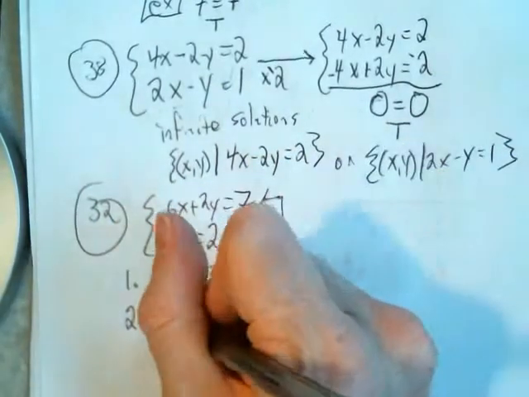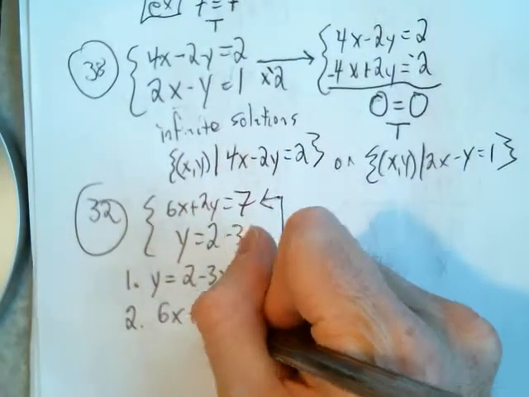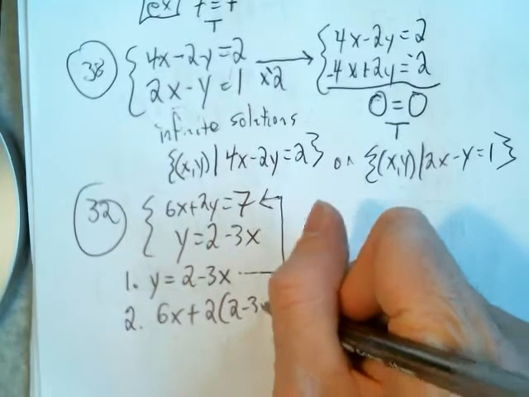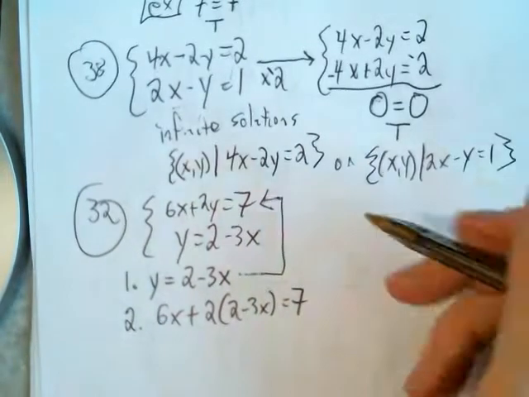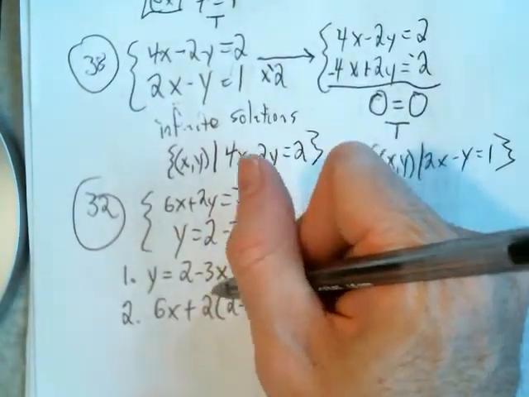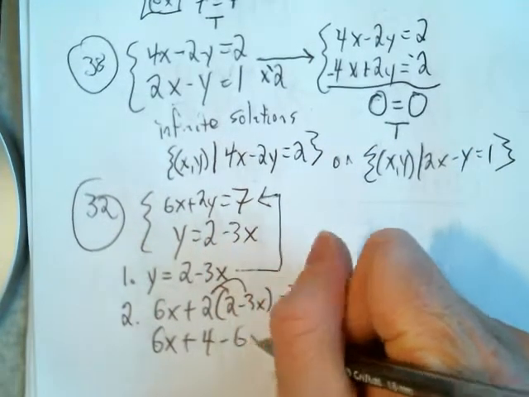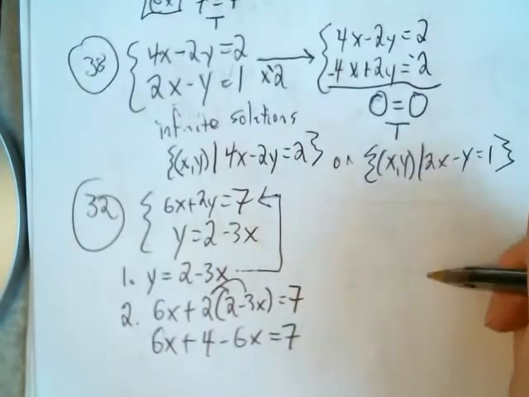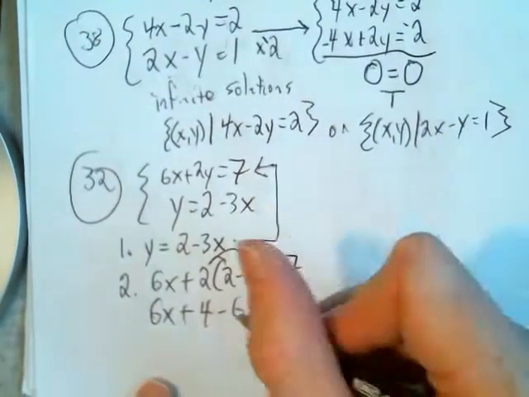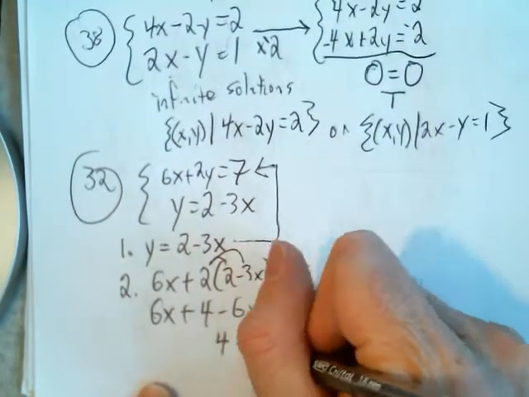So step 2, I have 6x plus 2 times (2 minus 3x) equals 7. And then I can solve this by distributing here. So 6x plus 4 minus 6x is 7. And then 6x minus 6x is 0, so you end up with 4 equals 7.